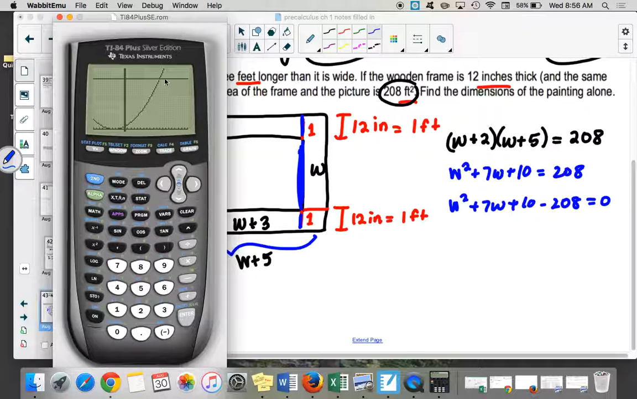All right, this is the magic point we want. What about the other one? Tell me why I don't care about that other one. Because it's negative, and we're not talking about a negative length for a frame, right? Okay, so let's find that point. So how do I do this?